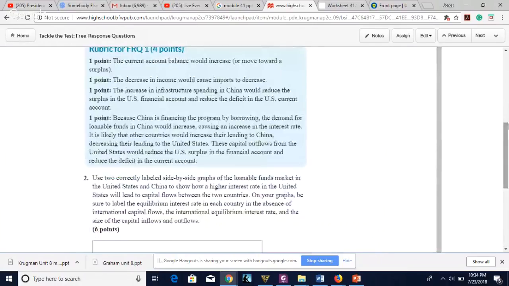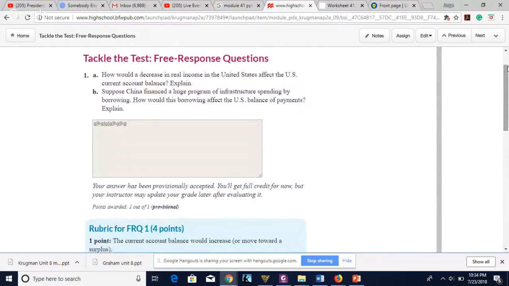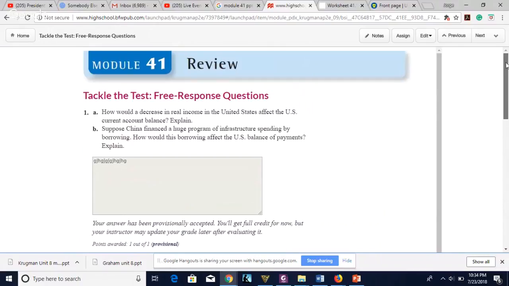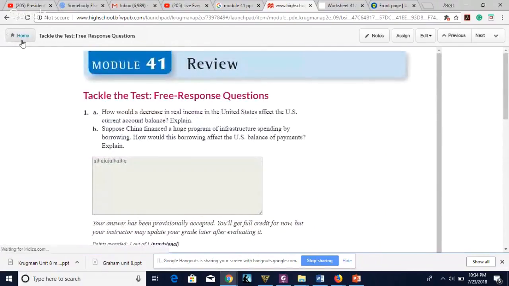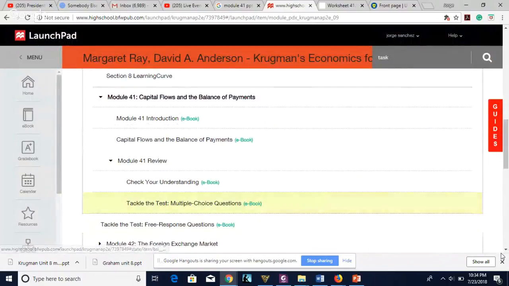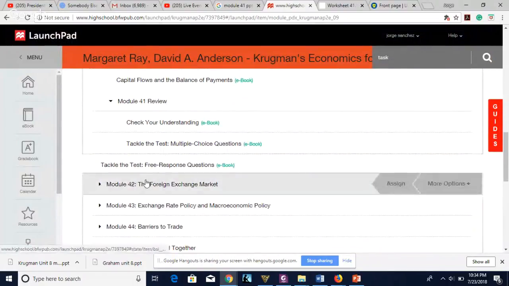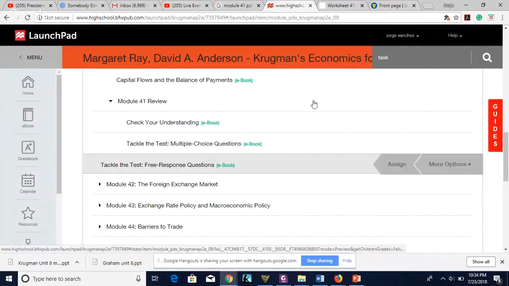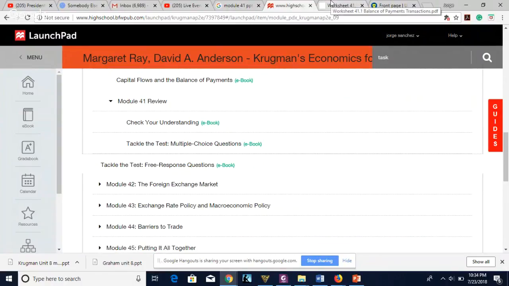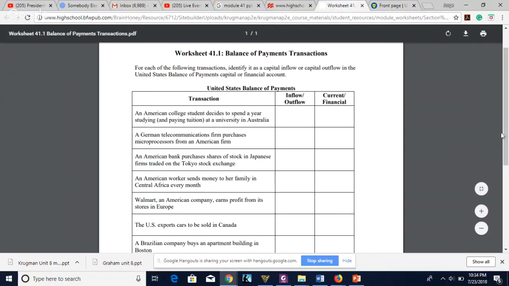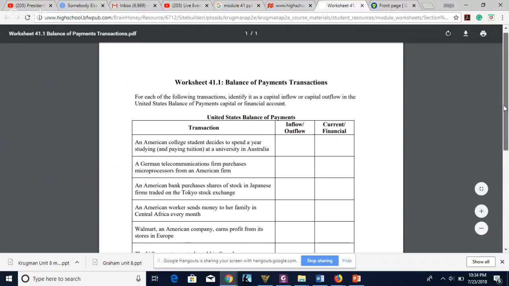Okay, so this is the textbook that I've been using, Krugman AP Economics. Okay, so let's go back to home. And then we have the next module, which is module 42, the foreign exchange market. So that's easy to understand. Well, I like this textbook. Then we have a worksheet for this module 41.